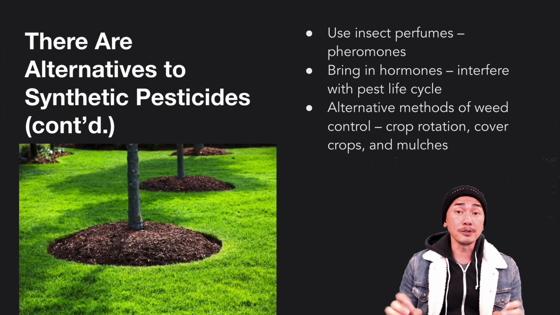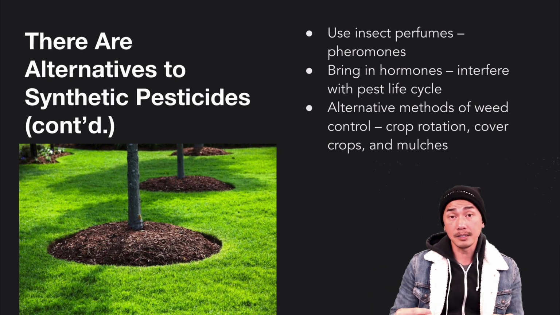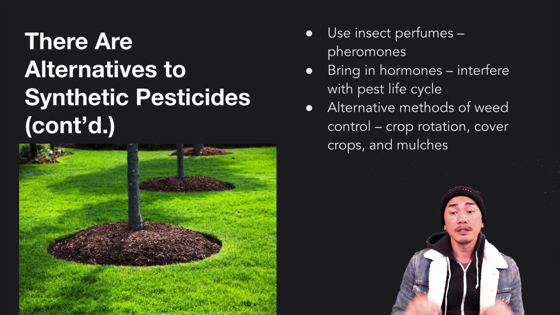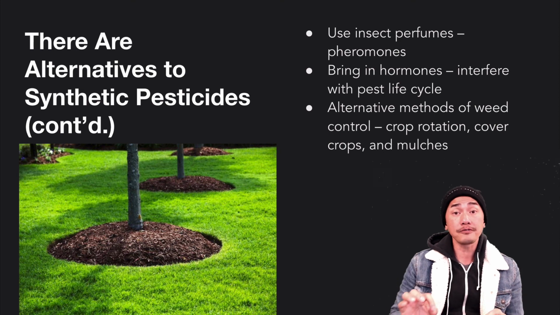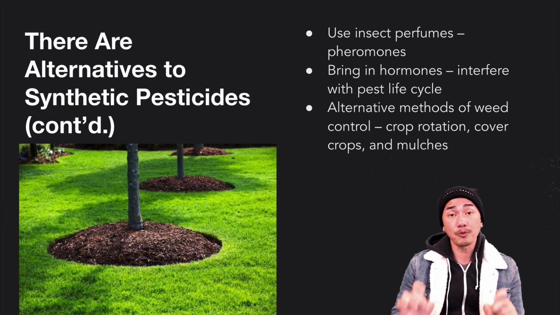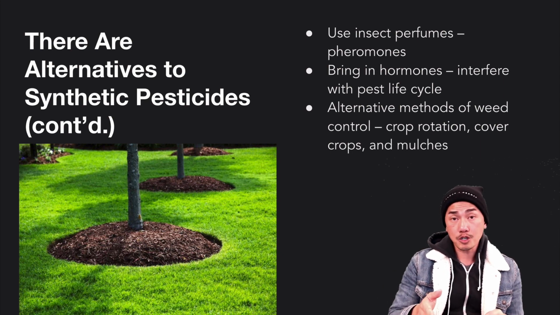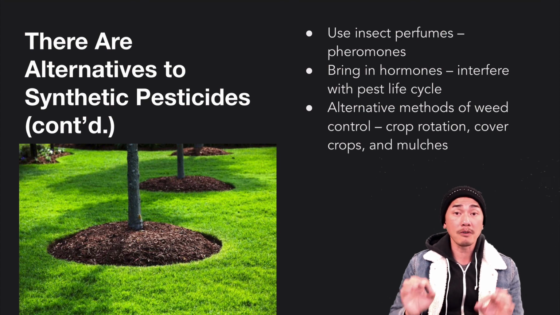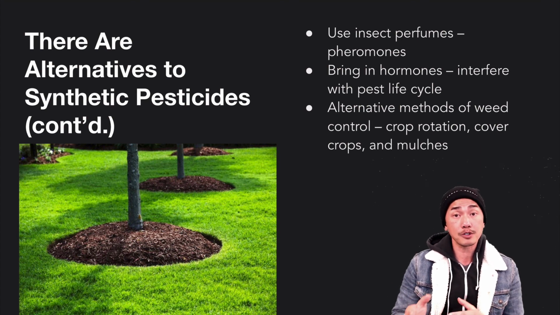You can also use insect perfumes called pheromones to attract insects and trap them. You can use hormones to interfere with pest life cycles and prevent reproduction. And finally, you can use alternative methods of weed control, such as crop rotation, cover crops, and mulches. Mulch is shown here in the photograph in the form of wood chips placed around the trees.